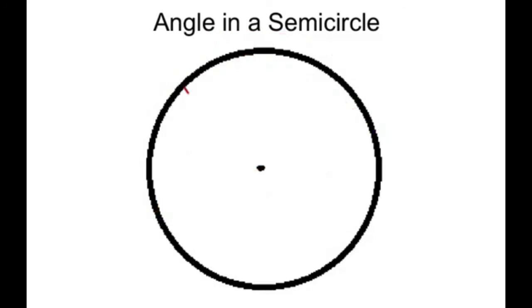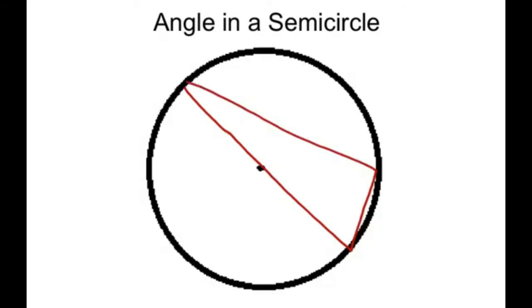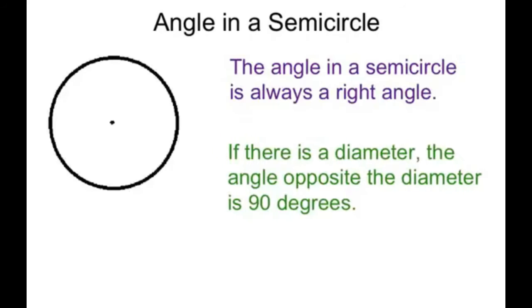So we could have our diameter going through here, and it could be that this one's quite low down there, and then we have a longer side down there. But as long as we have a diameter in our triangle, this one here is a right angle. And that's what the angle in a semicircle theorem says. It says the angle in a semicircle is always a right angle.